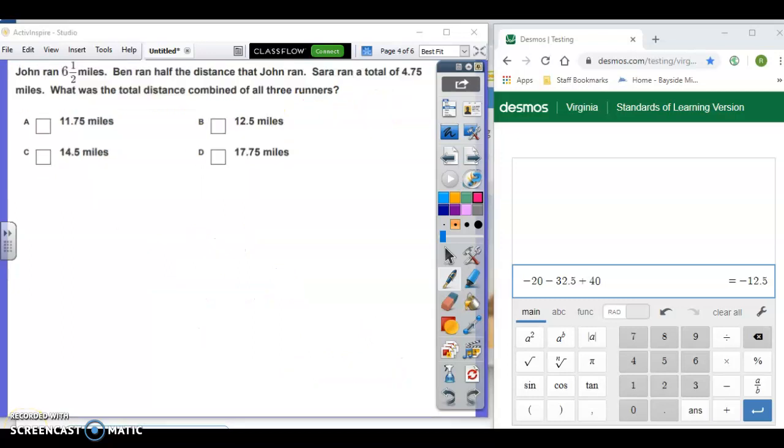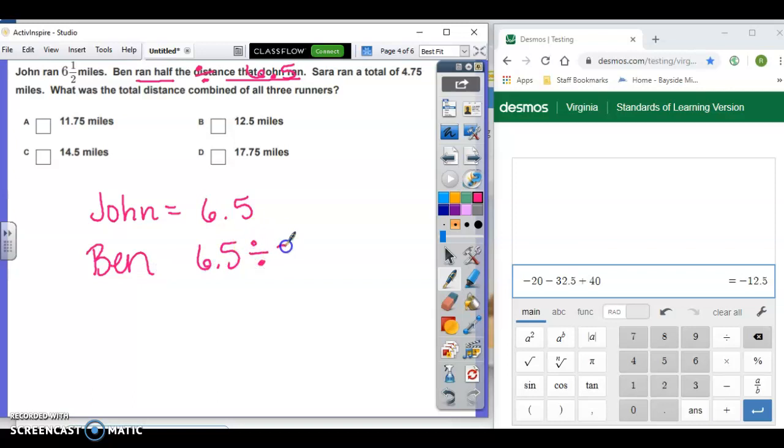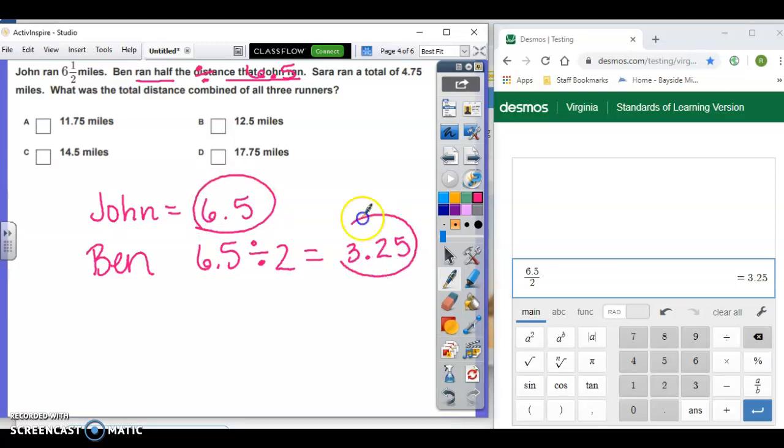All right, question number 16. John ran 6.5 miles. So I would write John equals 6.5 because I know 1/2 is 0.5. Ben ran half the distance that John ran. Well, John ran 6.5 and half means I'm going to divide it by 2. So Ben, I need to take 6.5 and divide it by 2, and let's see what I get. We get 3.25. So far we have 6.5 and 3.25.